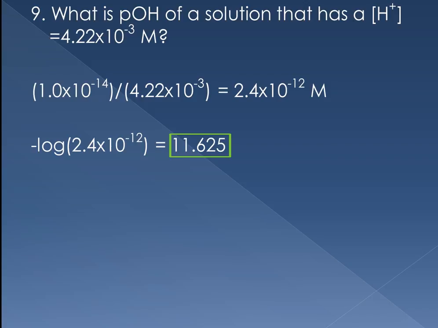Then take that and plug it into the equation, the negative log of the concentration. So then you have the negative log of that concentration, 2.4 times 10 to the negative 12, and you will get a pOH equal to 11.625.